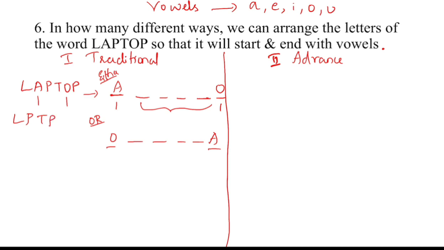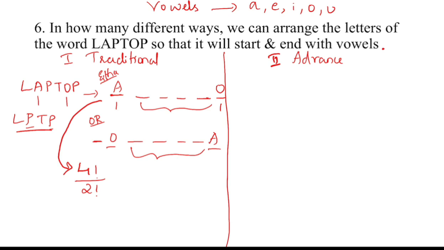And one more thing is happening here. P is repeating twice, isn't it? So therefore, in these 4 places, these 4 letters have to be adjusted. So these 4 letters, in how many ways they can be adjusted? In 4 factorial ways. But P is repeating twice. So divide it again by 2 factorial. So in this first case, it can be 4 factorial divided by 2 factorial.